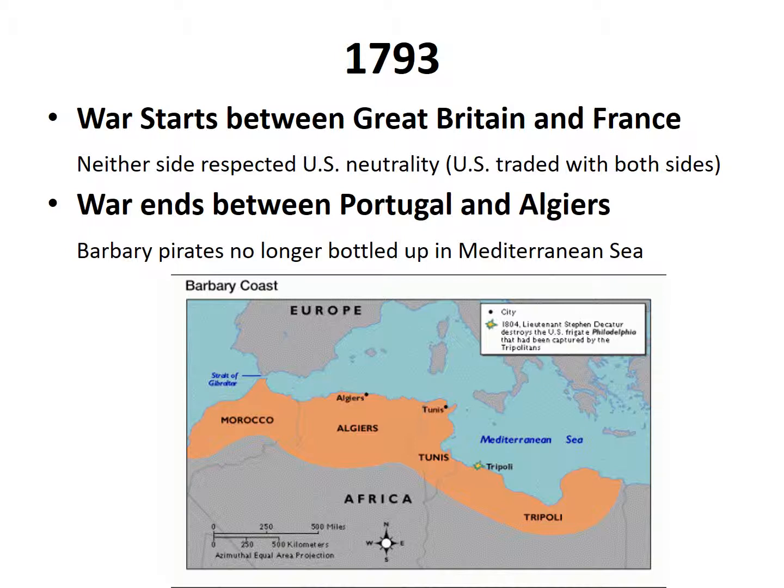Also, in 1793, the war between Algiers and Portugal ended. The Portuguese Navy no longer kept the Barbary pirates bottled up in the Mediterranean Sea. So now the Barbary pirates were free to harass our merchant ships in the Atlantic Ocean as well as in the Mediterranean. And again, we had no navy to protect our merchant fleets. And it was in 1793 that Congress began to seriously debate funding for a navy.